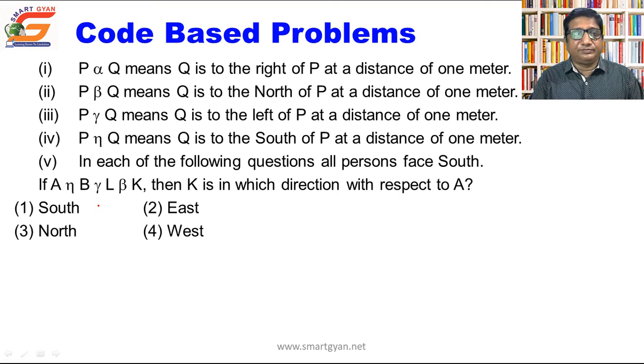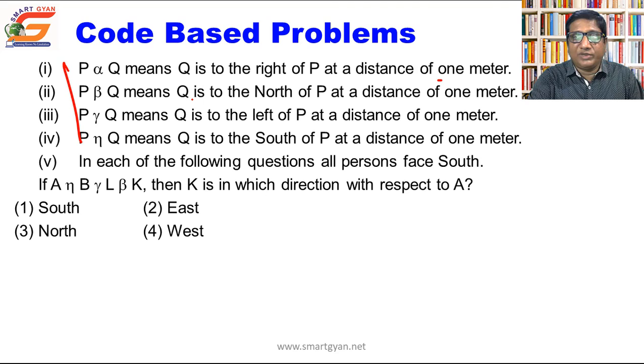Code based problems. This is the latest pattern of distance and direction test. Sometimes this types of question comes, particularly this type of questions are asked in campus recruitment test and civil services aptitude test. This is very interesting. Code based problems. Here given code, then you have to decode as in coded inequality. First code given, then you have to decode, then compare the inequality and find the conclusion. Likewise, here we have to decode. Here given, just you have to move your cursory view. P alpha q means q is to the right of P, distance of 1 meter.